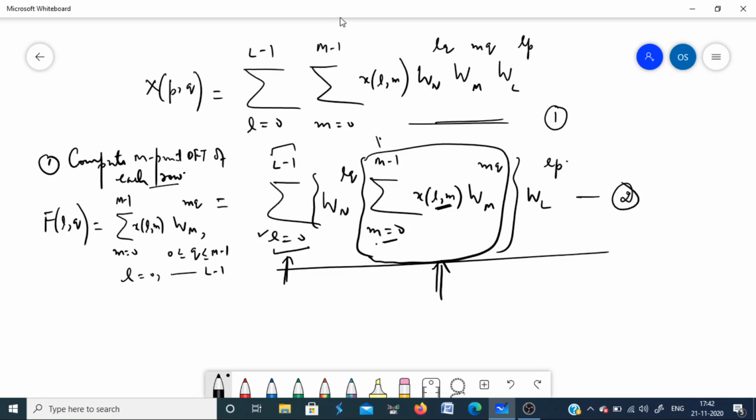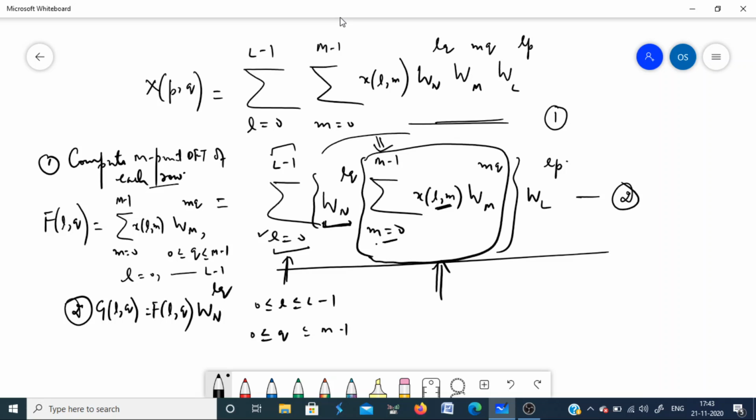After computing this N-point DFT, you multiply this matrix with a phase factor W_N to the power lq. Okay. So second, we multiply this factor F(l,q), which we have already obtained, which is the N-point DFT of each row. If you multiply this with W_N to the power lq, I will get a new array which I suppose write as G(l,q), where l is varying from 0 to L minus 1 and q is varying from 0 to M minus 1.